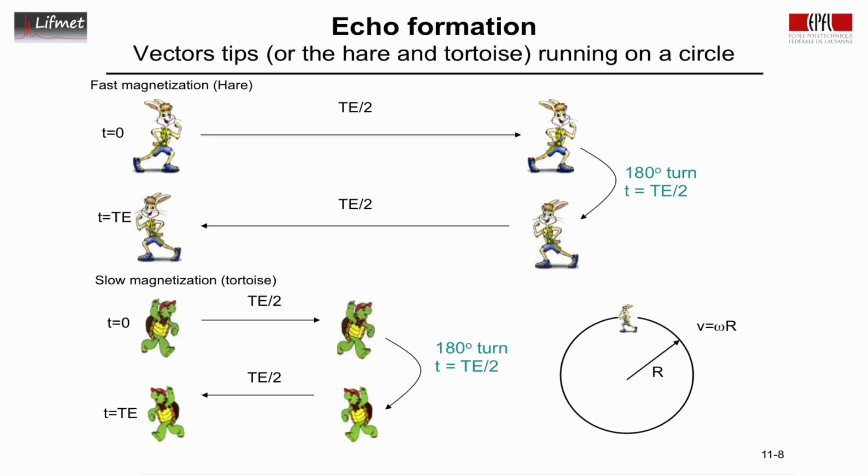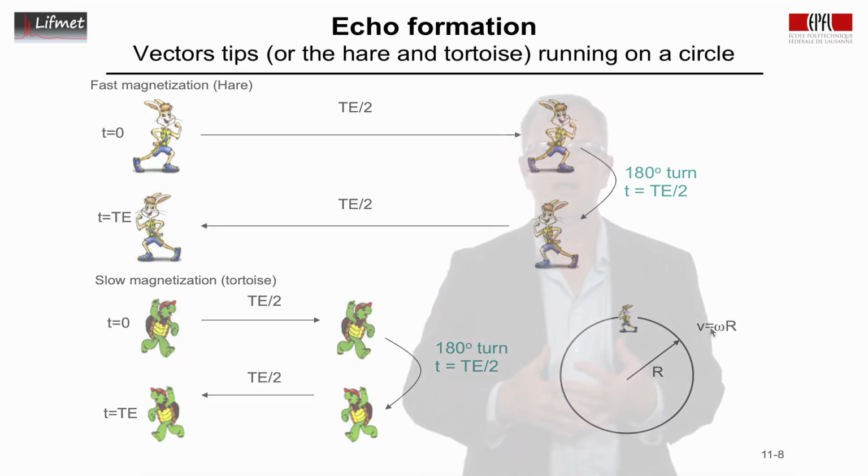Okay, so is this now clearer? So we have had a tortoise slowly running on a circle and a hare running fast on a circle. We've said these represent the tips of the magnetization vectors, of two magnetization vectors. Now the argument that I've made here is assuming two different velocities for tortoise and hare. So two different precessional frequencies.